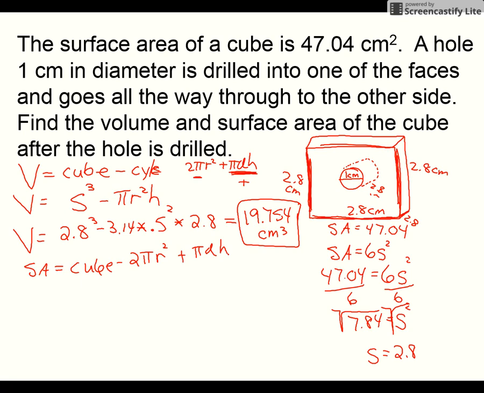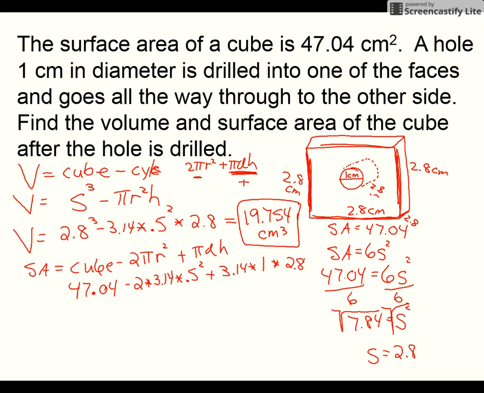So the cube is going to be, well, we already have the surface area for that, so that's easy. 47.04. We're going to subtract 2 times 3.14 times the radius, still 0.5 squared. And now we're going to add the lateral surface. So 3.14 times the diameter of 1 times the height, which was the same as before, 2.8.